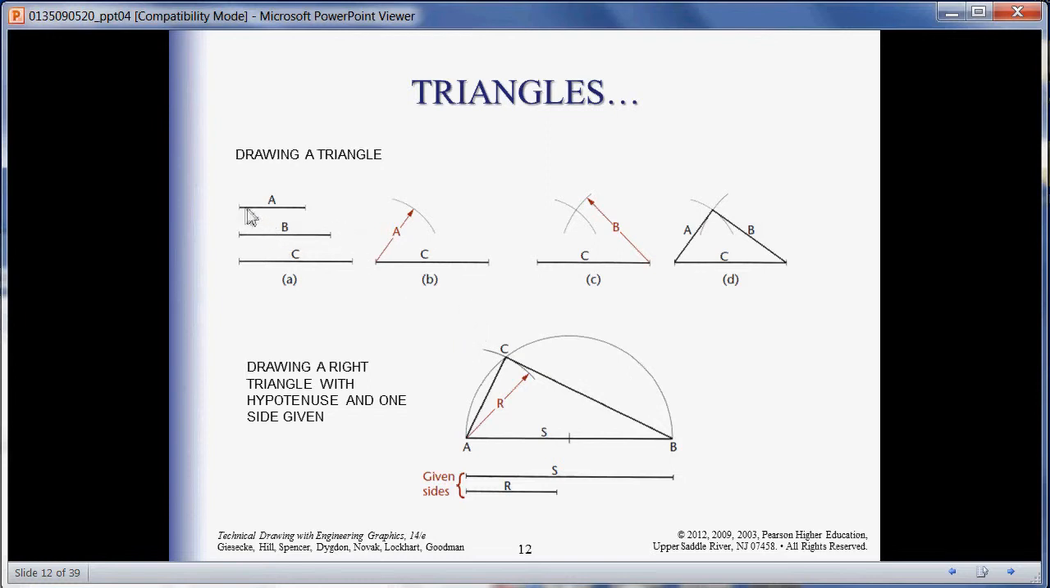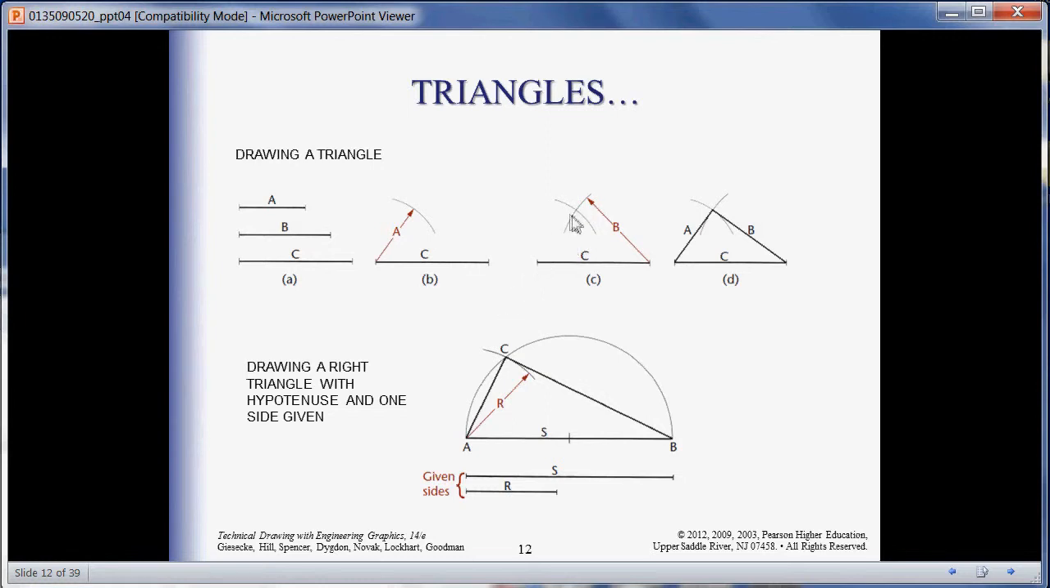In this section, we're going to lay out triangles with given lengths. Let's say we're given a length of A, a length of B, and a length of C. So what we'll do is we'll start off with C. We'll just go ahead and draw a line down in C. Then we set our compass up to be the length A and swing that arc. And then we'll set up our compass to be length B, position it there, and just swing an arc. And we have this point of intersection.